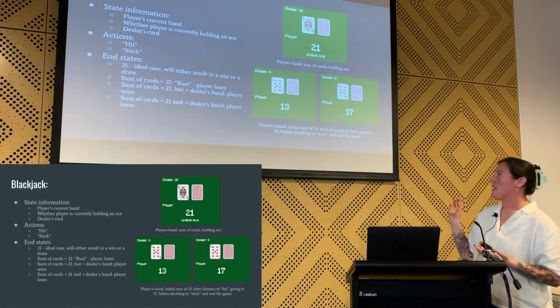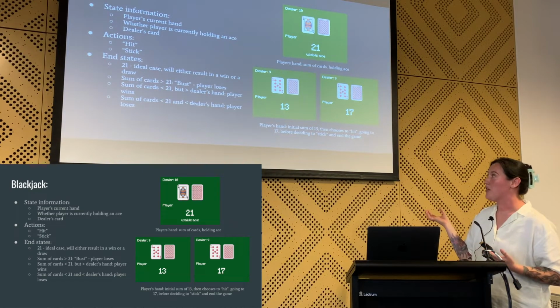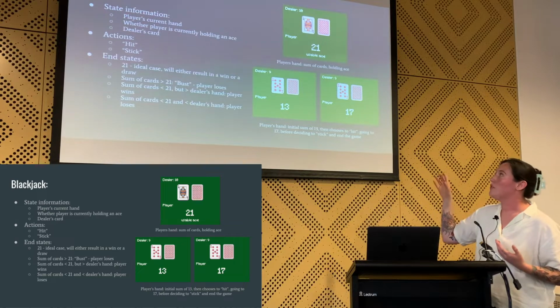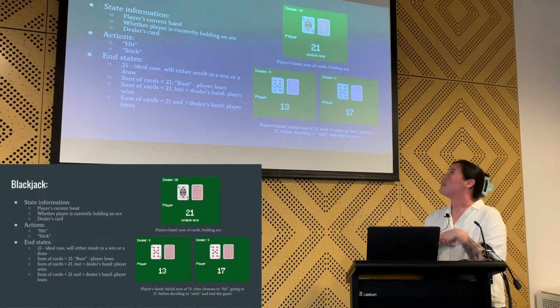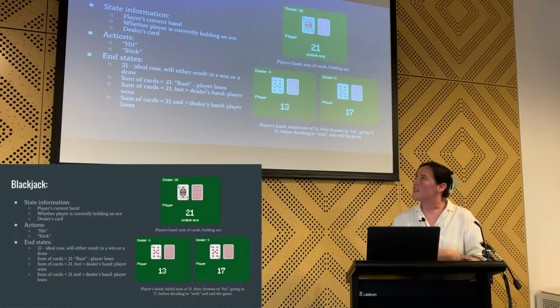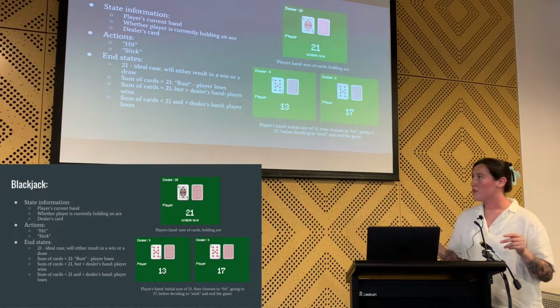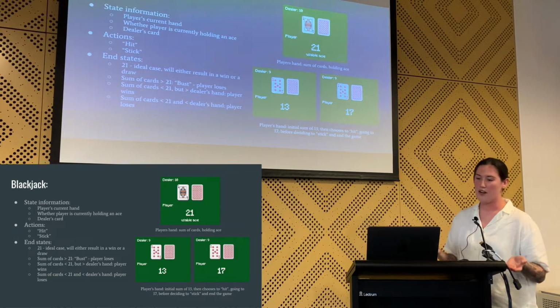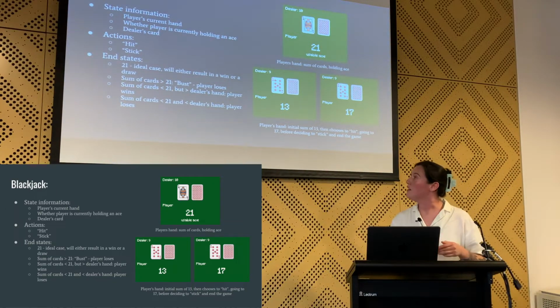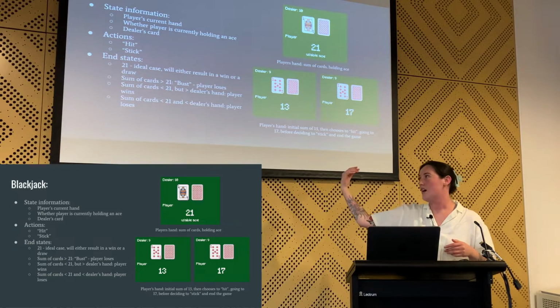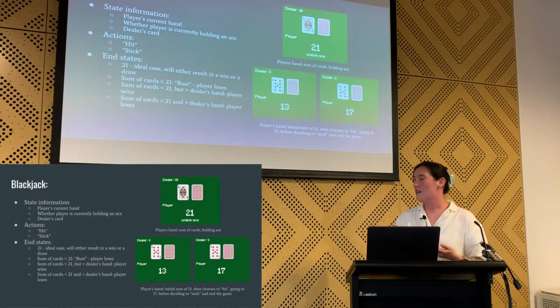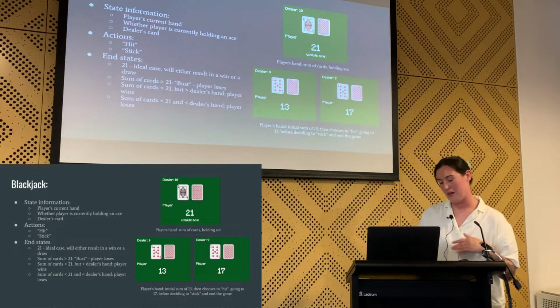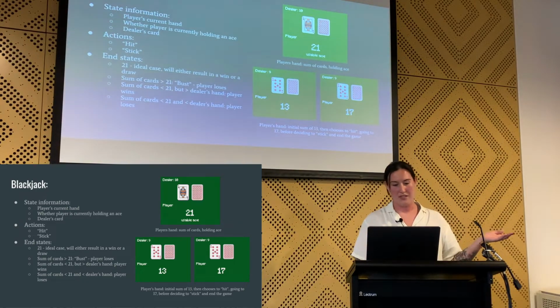Blackjack is modeled on the classic card game. The state information you have is the sum of the cards that you're currently holding, whether you have a usable ace, and one of the cards that the dealer has. There's two actions. You can either hit, which is to have the dealer give you another card, or stick, which ends the game. And then there's a few different end states. You can either win by getting 21, or having more than the dealer and under 21, or you lose if you go over 21 or have a lower score than the dealer.